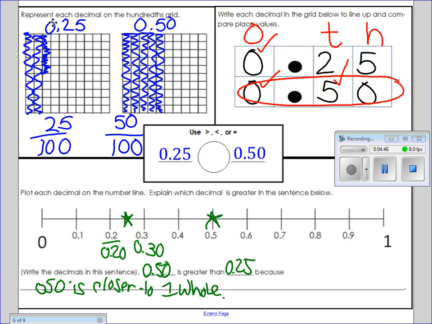When I use the symbols, I have greater than, less than, or equal to. Which symbol am I going to put in this comparison? Michael. Greater than. So 25 hundredths is greater than 50 hundredths. No. Oh, you want to change your thinking? 25 hundredths is less than 50 hundredths.